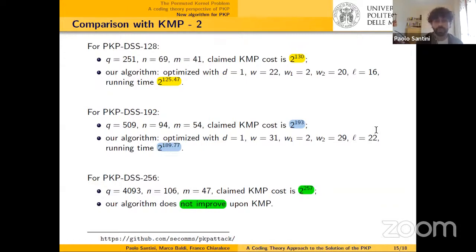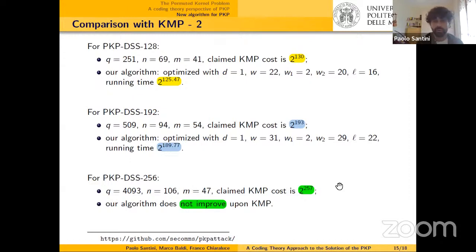And we believe this fact is due to the fact that this instance has been designed with a different criterion, in the sense that if you consider the ratio between M and N, you can see that for the 256 instance, this ratio is much smaller than what happens for the other solutions. So basically, in this case, subcodes with small support, it's not that they do not exist, but their parameters are not good enough to improve the algorithm.